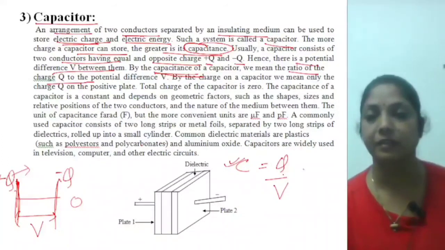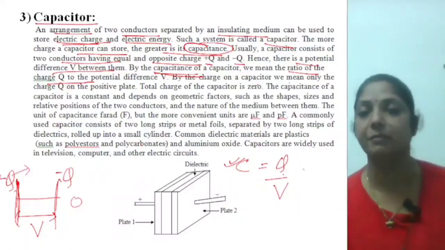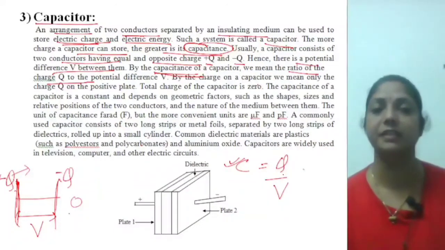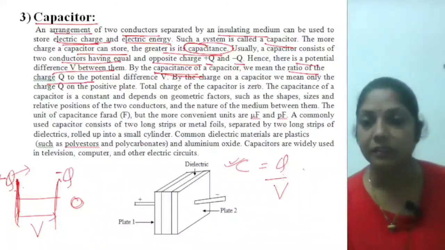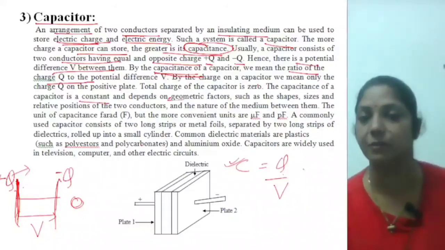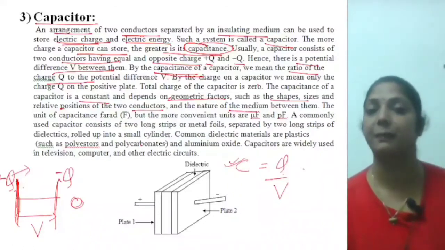By the capacitance of a capacitor, we mean the ratio of the charge Q to the potential difference V. By the charge on a capacitor, we mean only the charge on the positive plate, because the net charge on the capacitor is plus Q minus Q, which is 0. So the charge on the capacitor means the charge on the positive plate, plus Q. The capacitance of a capacitor is constant and depends on geometric factors such as shape, size and relative position of the two conductors and the nature of the medium.